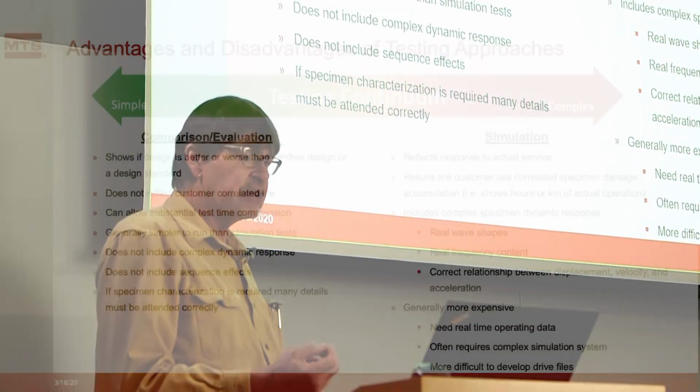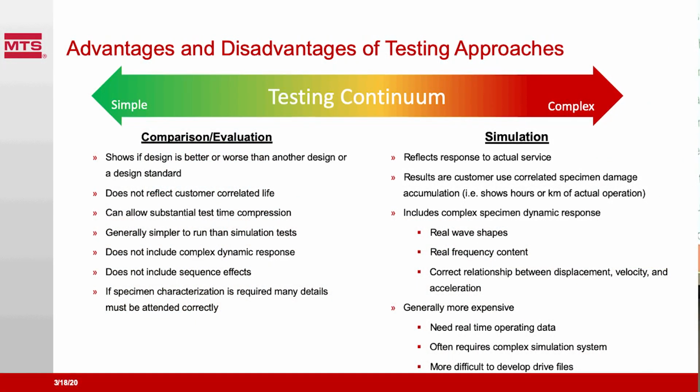Comparison and evaluation tests show if a design is better, but they don't tell you if it's going to work better in the field. Doesn't reflect real customer correlated life. It's just repetitive cycles. Very few things in life see just repetitive cycles, the same cycles all the time. Can allow substantial test time compression. Generally simpler to run, just cyclic, usually 1 or 2 channel tests, for example. They don't include complex dynamic response.